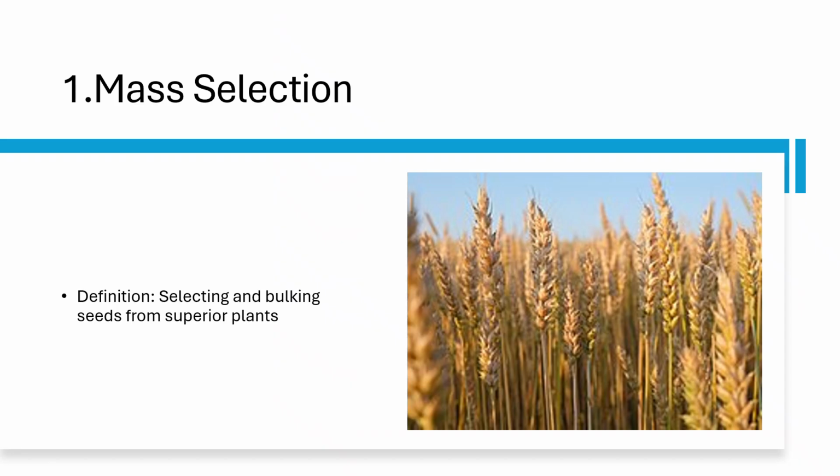Mass selection is a simple and traditional plant breeding method in which a large number of superior plants are selected from a population based on their phenotypic performance. The seeds of these selected plants are mixed and used to raise the next generation. This method improves the average performance of the population and is mainly effective for traits with high heritability.